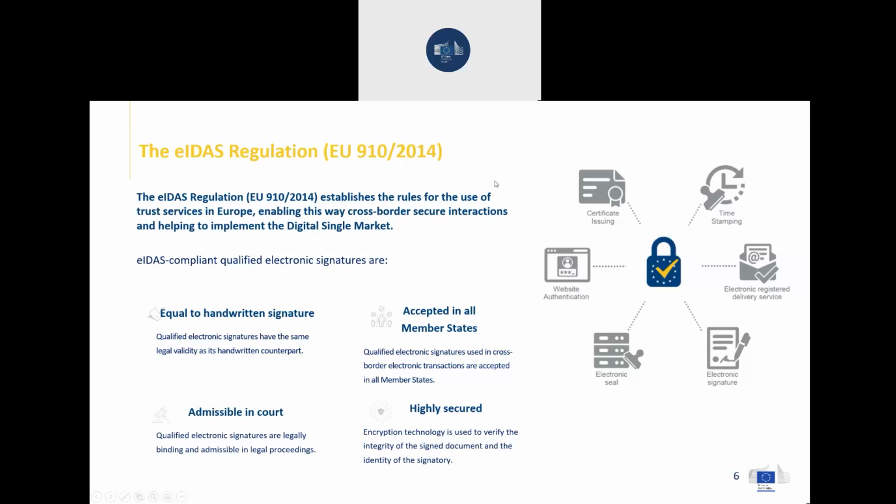And the electronic signatures described in the framework of the eIDAS have certain characteristics. They are equal to handwritten signatures, which from the legal point of view is very interesting for the use of services based on electronic signatures. They are accepted in all member states. One of the main values of this eIDAS framework is that it's cross-border within Europe, meaning every member state needs to admit an electronic signature that complies with the characteristics defined by this framework. They are admissible in court.